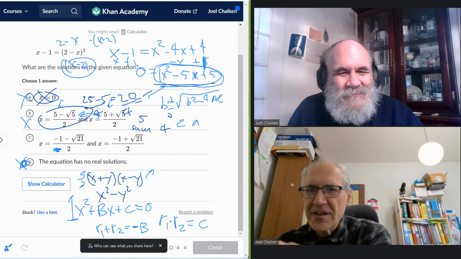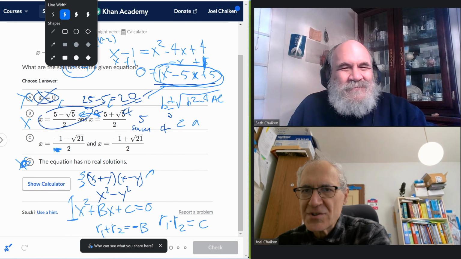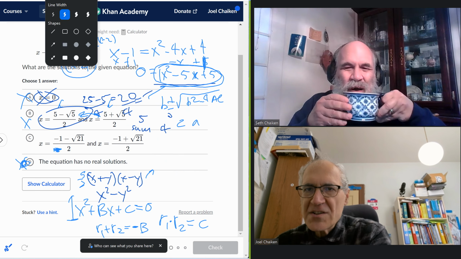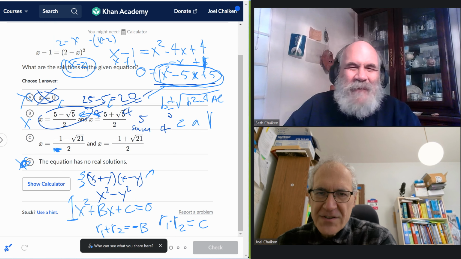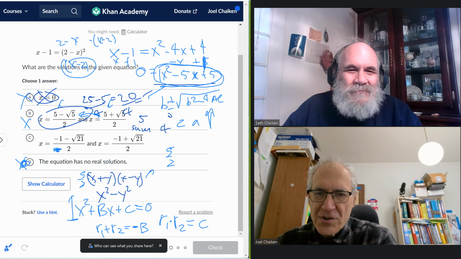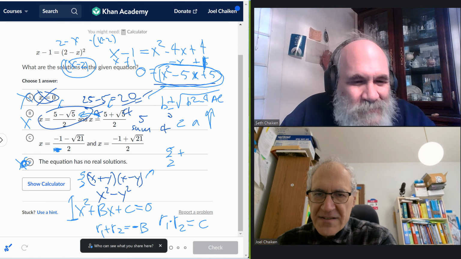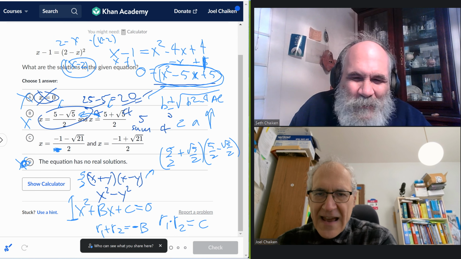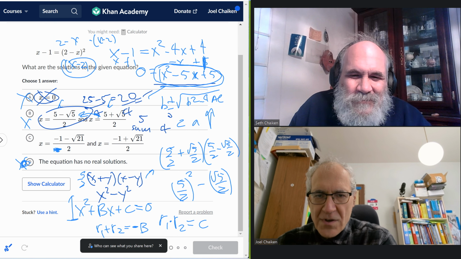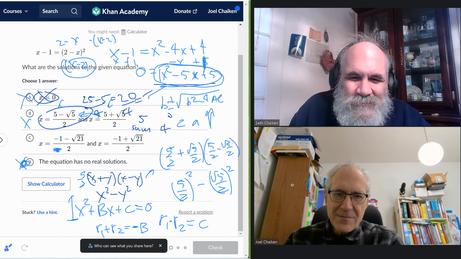The question really comes down to, and I guess this is a personal choice depending on the person, which one can you do faster? Can you do faster throwing stuff into the quadratic formula, or can you do faster 5 over 2 plus radical 5 over 2 times 5 over 2 minus this, and then you know that this is 5 over 2 squared minus the square root of 5 over 2 squared, right? That's what we're talking about.